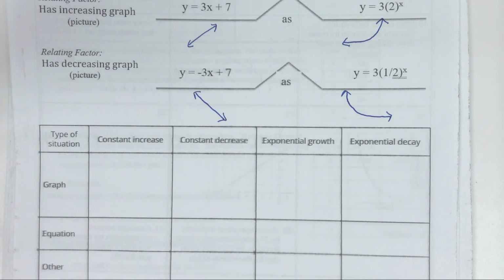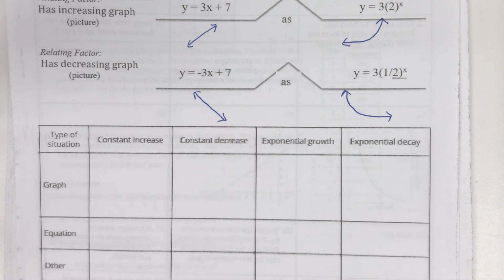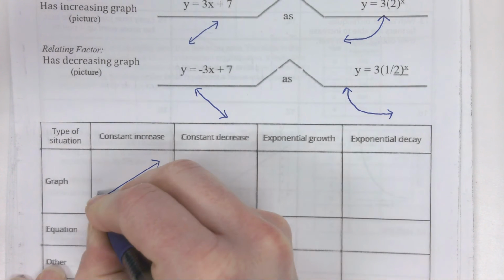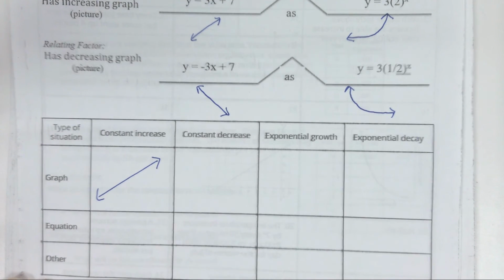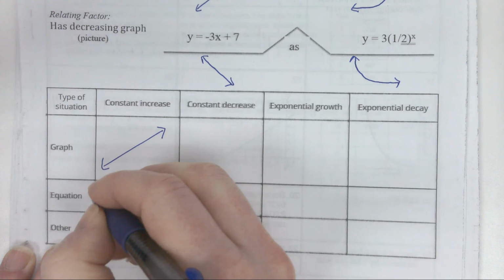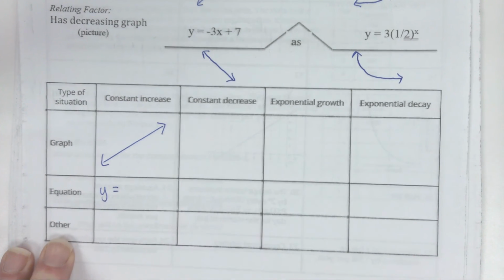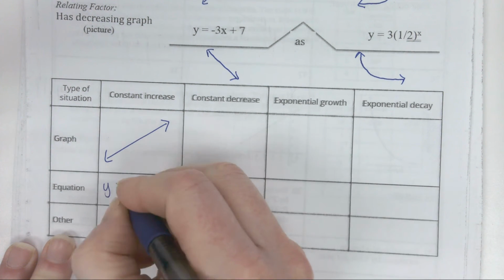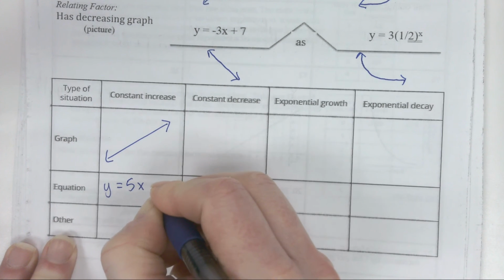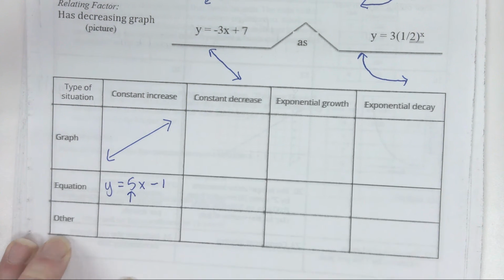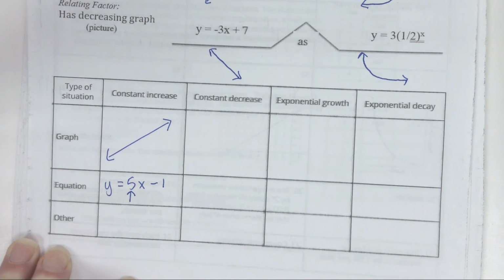Okay, so let's just summarize then. What does constant increase look like? A line sloping up. What is the equation? Y equals, give me an example of something that would be going up. 5x minus 1. The minus 1 doesn't matter. I'm going to just put an arrow by the 5. That's why it's increasing, because it's positive.